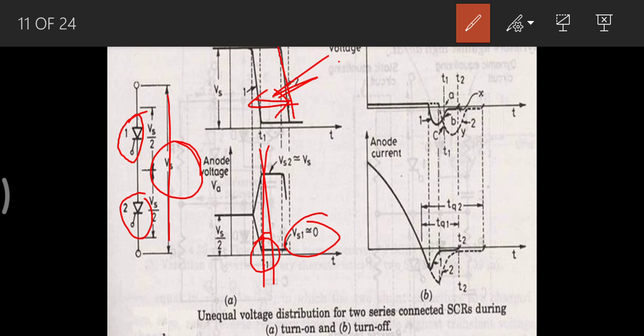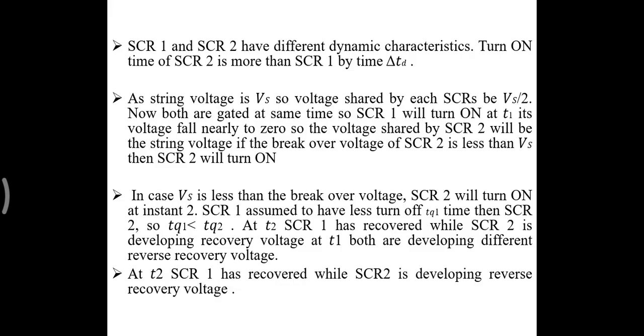That means this SCR is operated at one point in time, SCR2 operated at another time. The difference between these two times is considered as delta T.